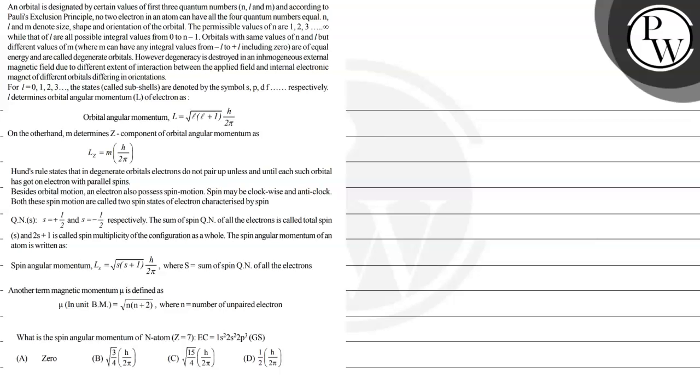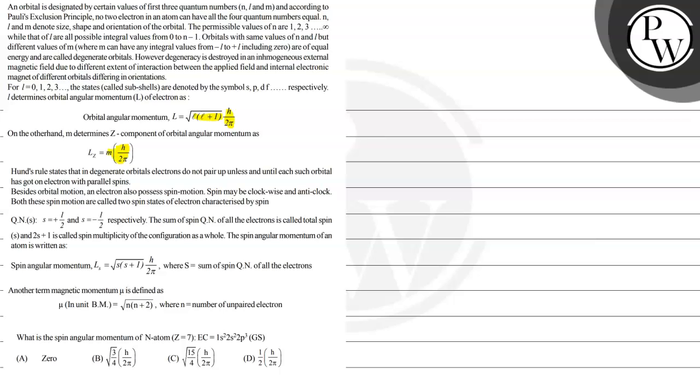So for l equal to 0, 1, 2, 3, the states or subshells are denoted by the symbols s, p, d, f respectively. l determines the orbital angular momentum, that is capital L of electron, as L is equal to square root of l multiplied by (l plus 1) times h over 2 pi. On the other hand, m determines the z component of orbital angular momentum as Lz is equal to m multiplied by h over 2 pi.